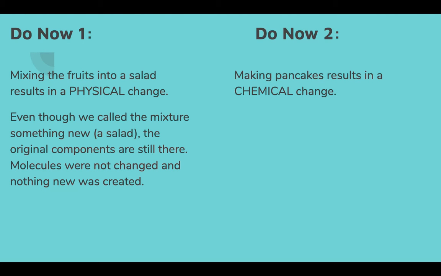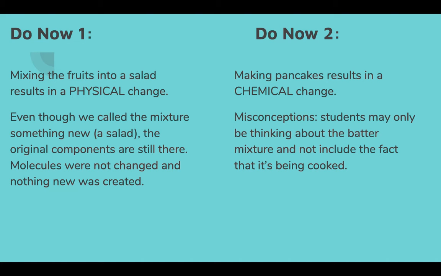Do now number 2. Making pancakes results in a chemical change. Most of us usually get this right. There are a couple of students that sometimes get confused because they're only thinking about the batter. They're thinking about the milk, the eggs, the sugar, the flour. They're thinking of that as a mixture, but not thinking about it all the way till the end where it gets cooked. So especially because it gets cooked, we know that this is a chemical change. We cannot get our original components back.